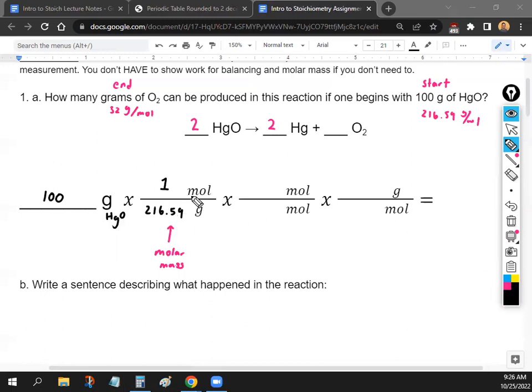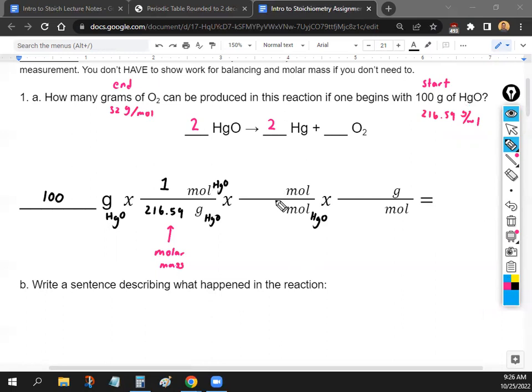So this fraction is talking about HgO. So if I want to get rid of HgO, where should I put it on this fraction? Top or bottom? Bottom, right? Whatever we want to get rid of, we put on the bottom.